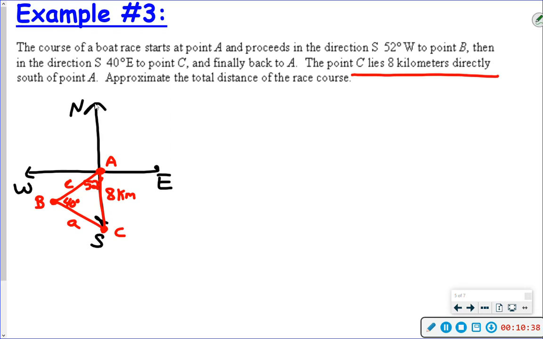So you've got 40 and 52, you're 92. What's 180 minus 92? 88. Okay. So law of sines, sine of 40 over 8. Start with your angle on given side. I don't care if we find little a or little c first, who cares, whatever. So I'm going to do A, I'm going to go alphabetical. Sine of 52 over A.